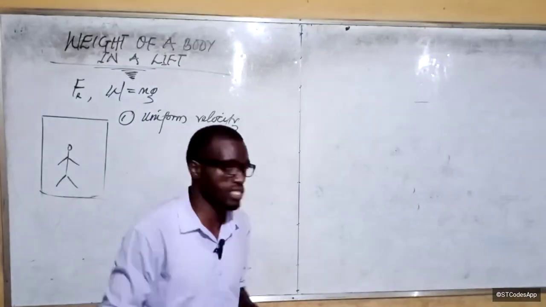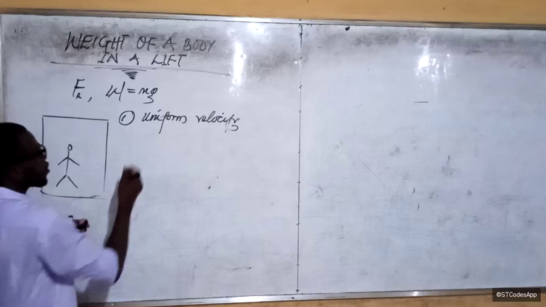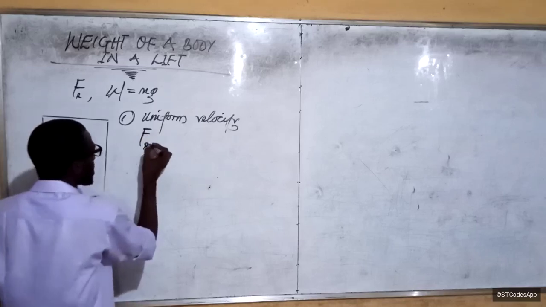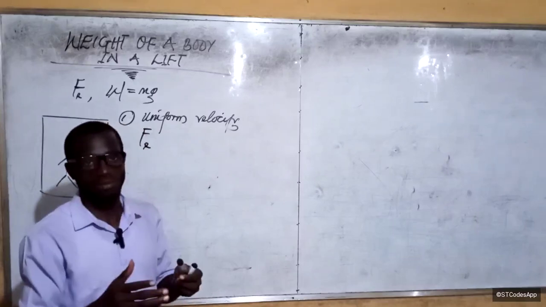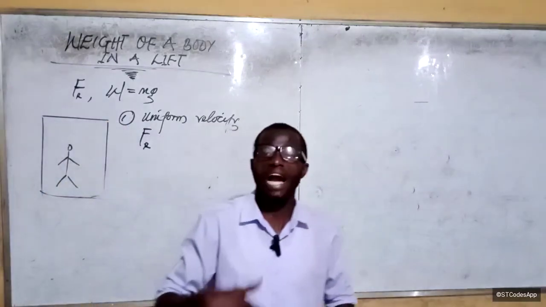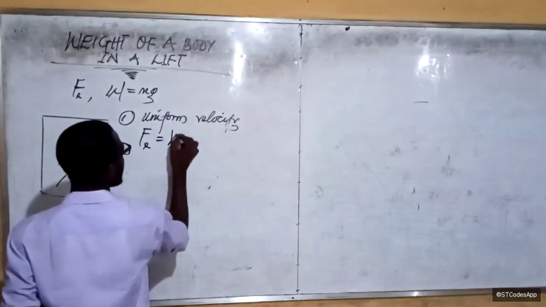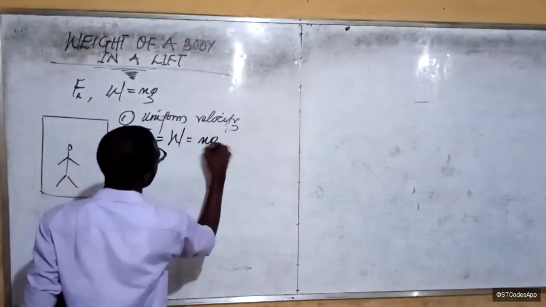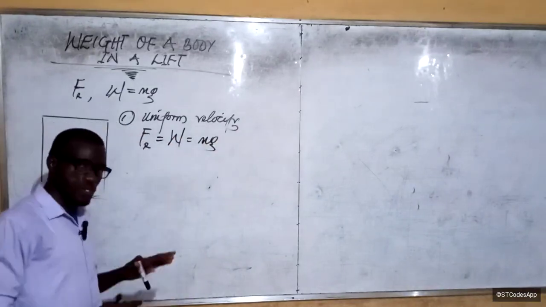So since the body is moving with a uniform velocity, then it means that it has 0 acceleration. So because of this, the weight that will be recorded, the FR, will be equal to the exact weight of the body if it were to be on the normal ground, if it were to be outside of the lift. So the weight of the body, F recorded, will be equal to the weight of the body, which is what? Mass and acceleration due to gravity. So that's the first condition.